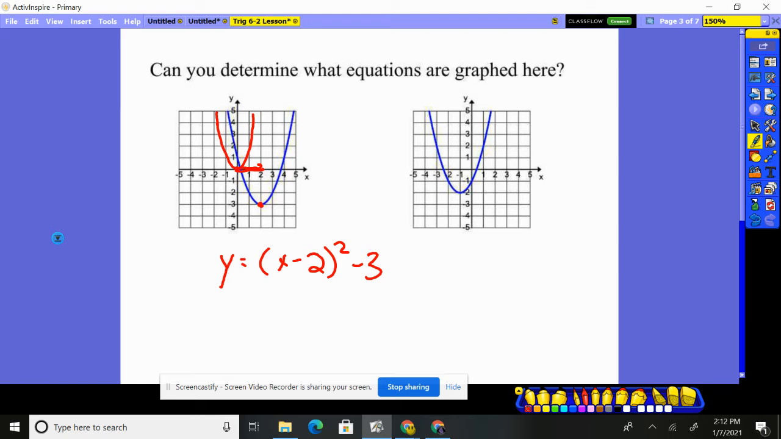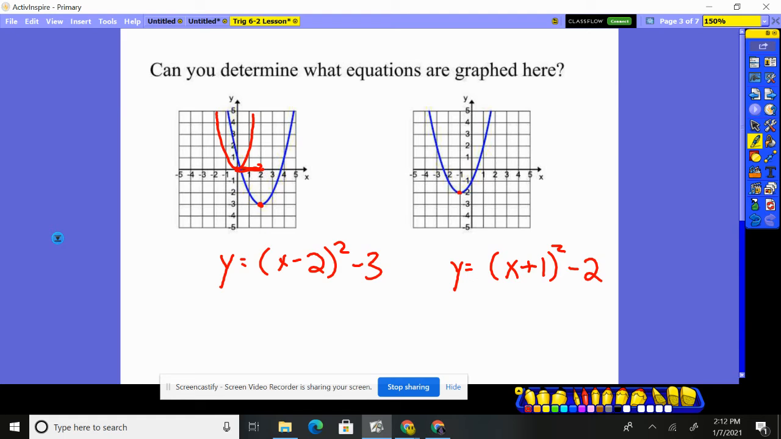What about this guy? Right here's its vertex. It started here at the origin. It went over to -1. So what happened is inside that parentheses, it went over to -1. So we actually were adding 1 to it. Don't forget the squaring because it is a parabola. And then it went down 2. So -2. That's what we have graphed there.